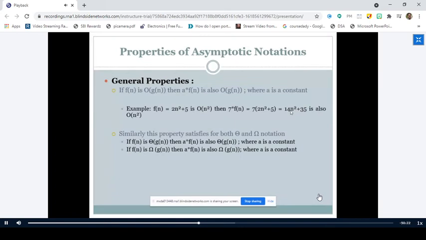Out of which one is best one? In order to find the correct efficiency, what we have to consider? Is it big O or omega or theta? Big O, sir. Super, right? Big O notation. Why? Because it represents the worst case analysis, right?